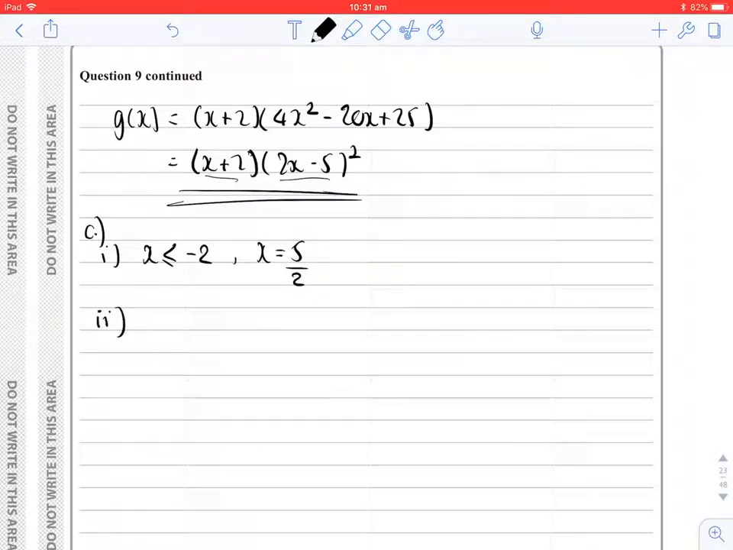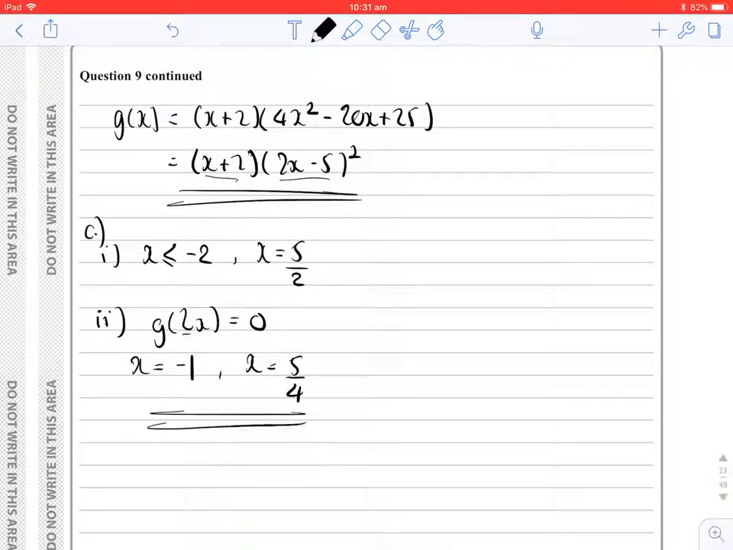Part C2, where g of 2x is equal to 0. So that is a transformation. So g of 2x is equal to 0. The transformation is inside the brackets, so it affects x, and it does the opposite. So therefore we had it equal to 0 when x was minus 2. We halve that to now be where x is minus 1. We had it where it was 5 over 2. We halve that, and it's now 5 over 4 for our two solutions there.